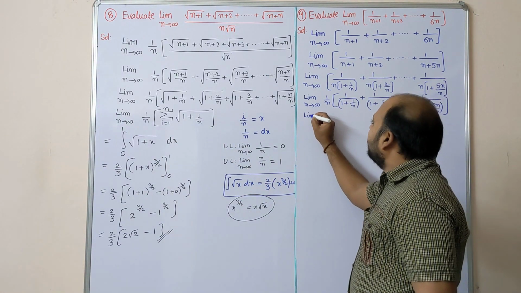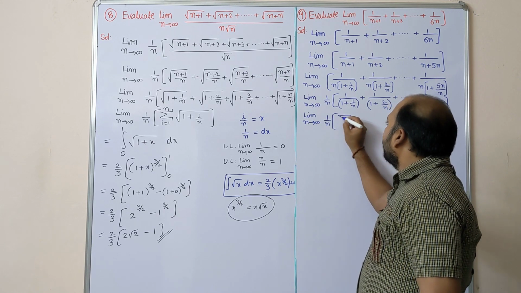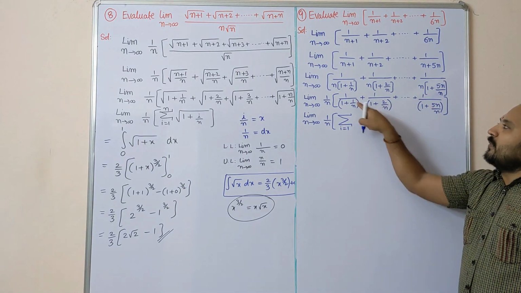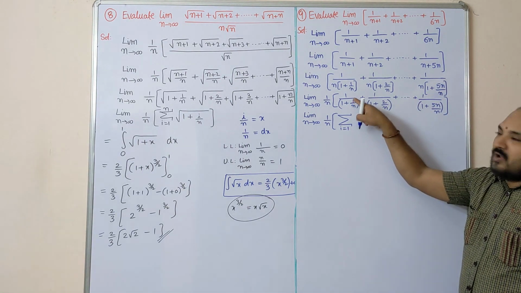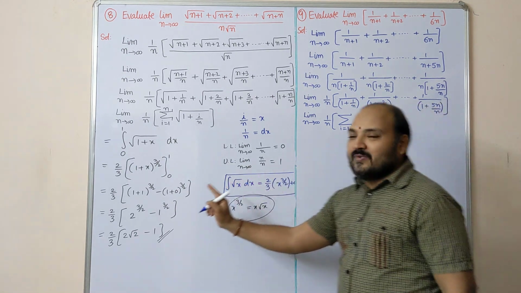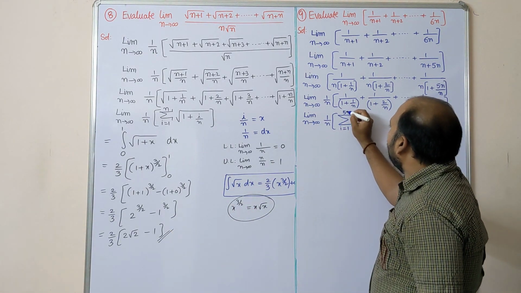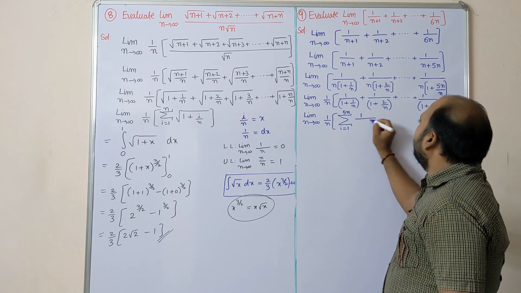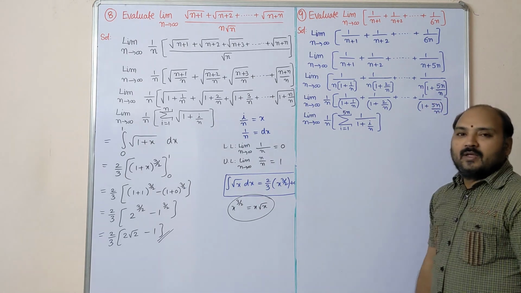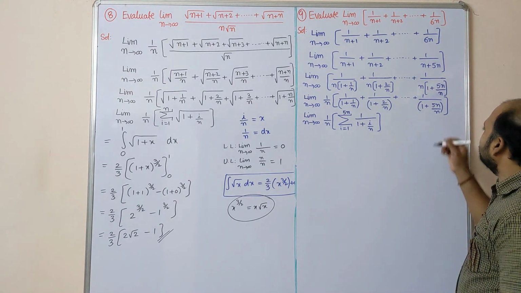So limit n tends to infinity 1 by n, sigma i is equal to 1. Here 1 by n, 2 by n means i is equal to 1. I is equal to 1 to where? 5n. You remember, dear students, that is the difference between this problem and this problem. So i is equal to 1 to 5n, 1 by 1 plus i by n. After writing this summation, we need to write the values.